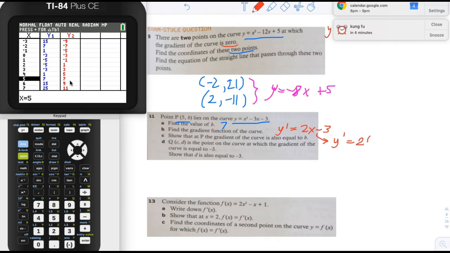So we'll do that because that's what they're asking for. So 2 times 5 minus 3, they want us to do the substitution there. 10 minus 3 is 7. So that's how we demonstrate, or show, that the red equation does give us 7 at that point: by substituting in the x value of 5, we put it into the red equation and that gives us 7, okay?